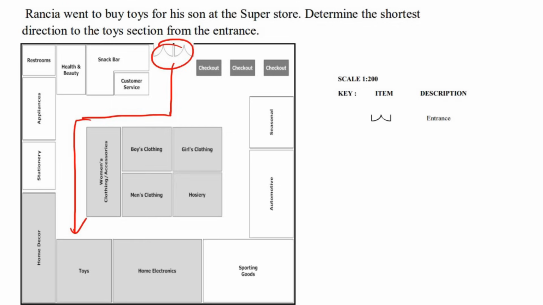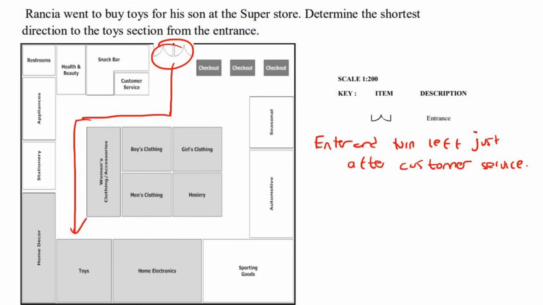Okay, so enter and turn left. We can say turn left just after customer service. Okay, Kevin, write nicely. Customer service. I write so messy sometimes. Well, all the time. Then the guy's going to keep walking until he reaches appliances.